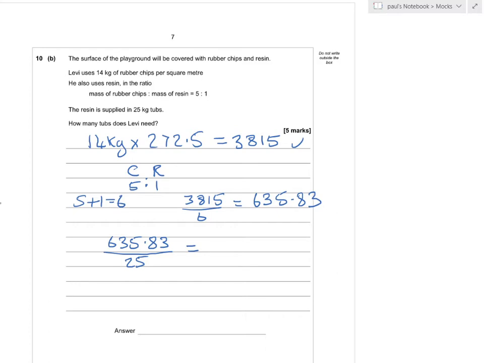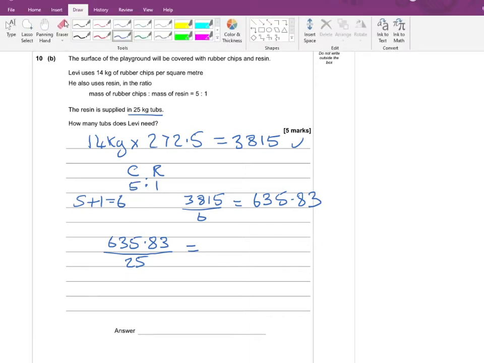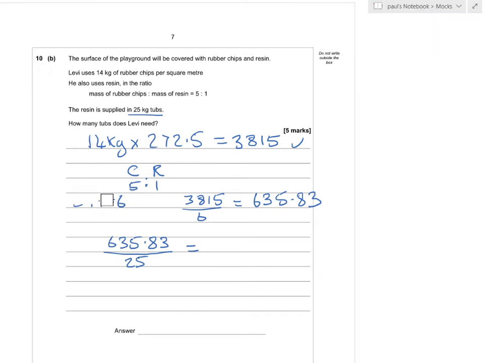Let's see. The mass of rubber chips to the resin. We've got to supply resin. So, chips to resin is 5 plus 1 equals 6. It's 3. Oh, am I dividing chips? Oh, this is the chips, isn't it? Ah, not the whole thing. I see what I've done there.